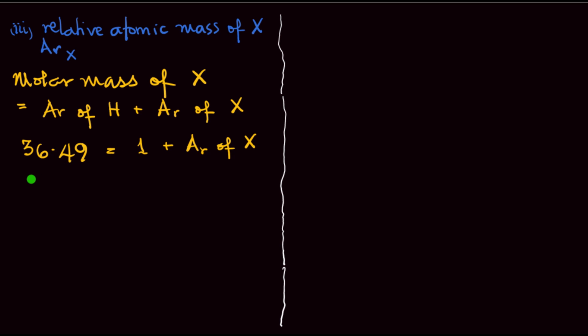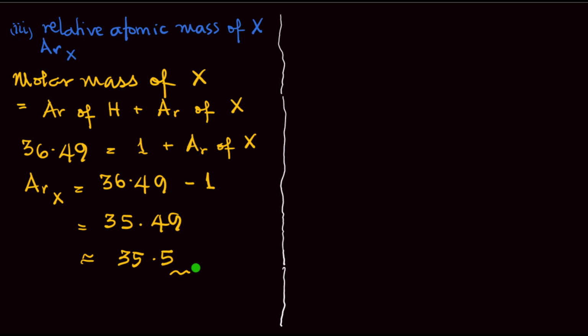So AR of X here will be equal to 36.49 minus 1, which gives us 35.49. This is approximately 35.5, right? Remember, relative atomic mass has no unit. Now, which element has a relative atomic mass of 35.5? Your guess is as good as mine, right? That's chlorine. It means that the acid is hydrochloric acid.